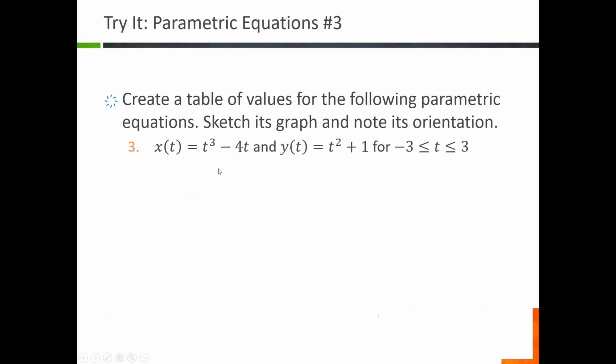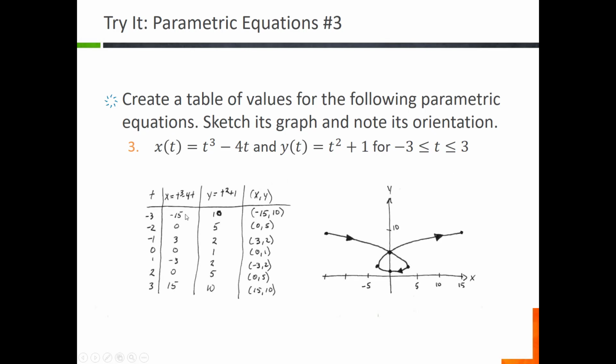Let's try one more. So in this example, we have x is t to the third minus 4t, and y is t squared plus 1. And again, we'll just do from negative 3 to positive 3. Again, we could go everywhere, but notice this graph turns out to be a little different. We follow the same process, plugging in negative 3 to positive 3, going by whole numbers, plugging them into the x equation and the y equation, and coming up with our x, y coordinates. And then we plot them. And notice with this particular curve, it kind of loops back in on itself. And so it has this portion here where this would not normally satisfy a function, because it would fail the vertical line test. But it still works as a parametric equation.